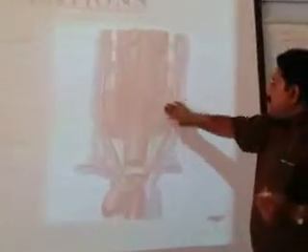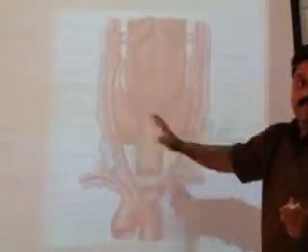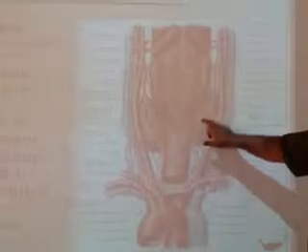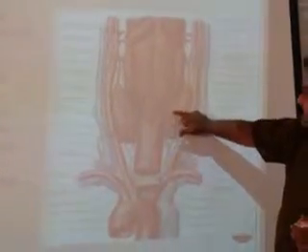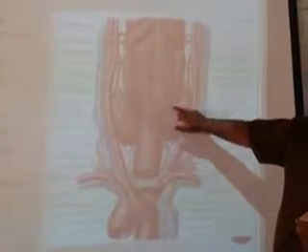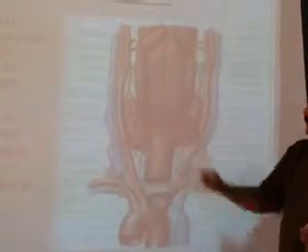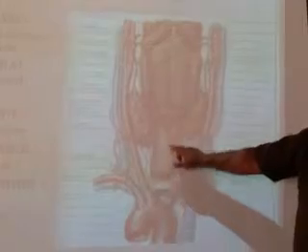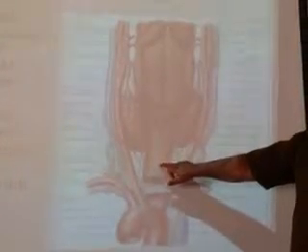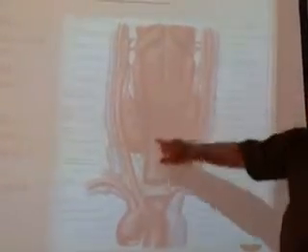Here is a posterior border of the thyroid gland from behind. Okay. And these two are the parathyroid glands, the posterior border of the gland. See here. And this is the esophagus, and the pharynx, esophagus.